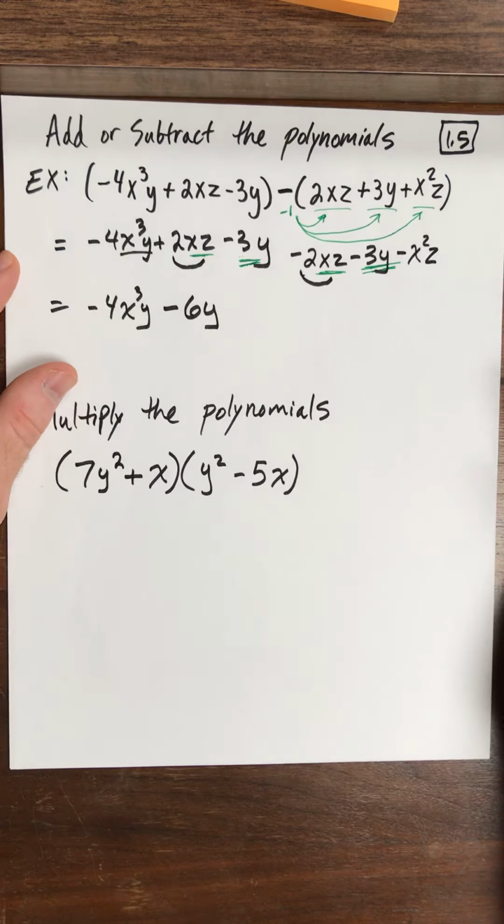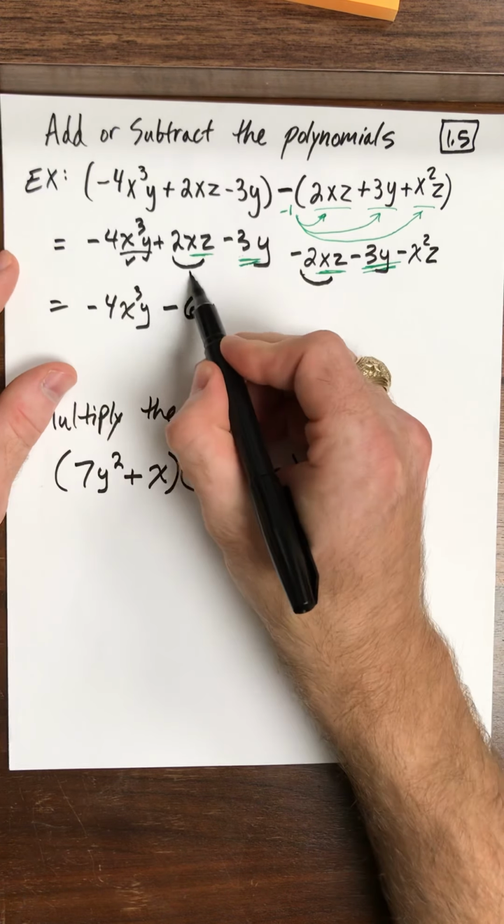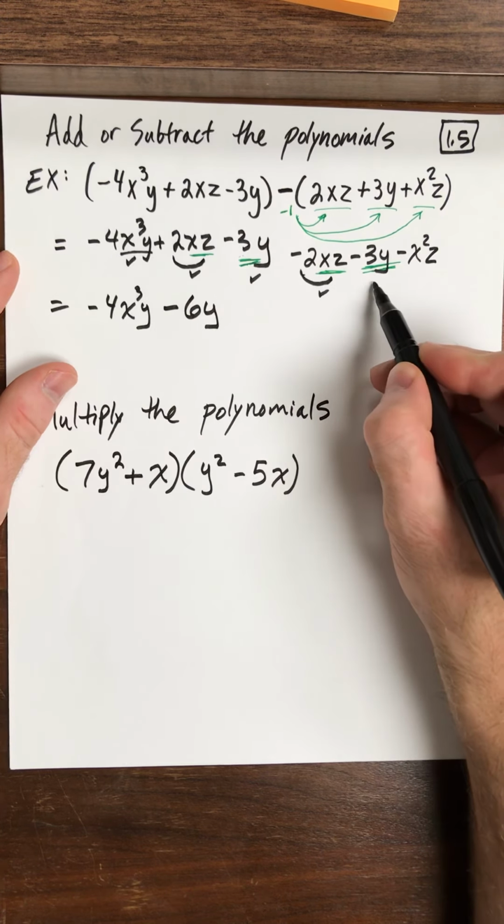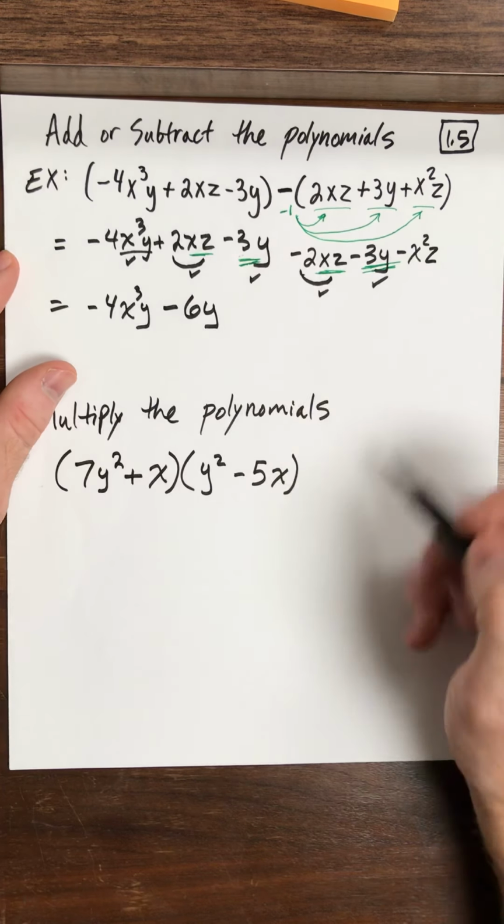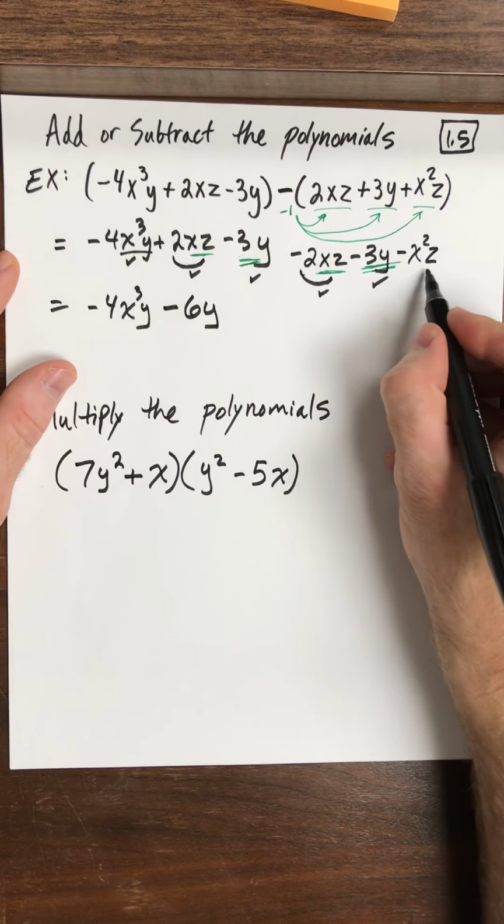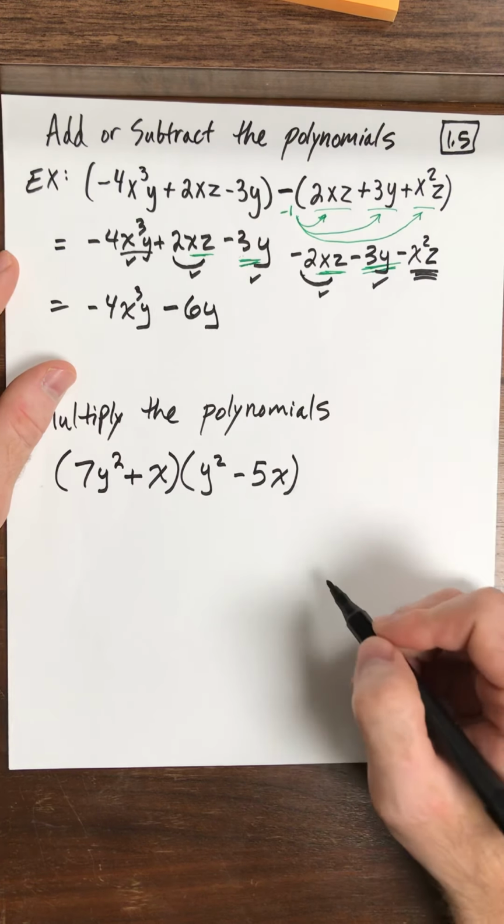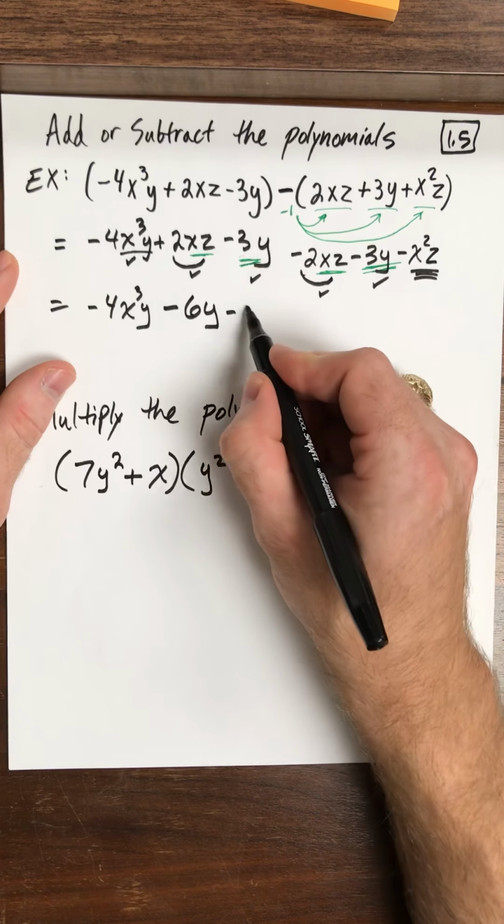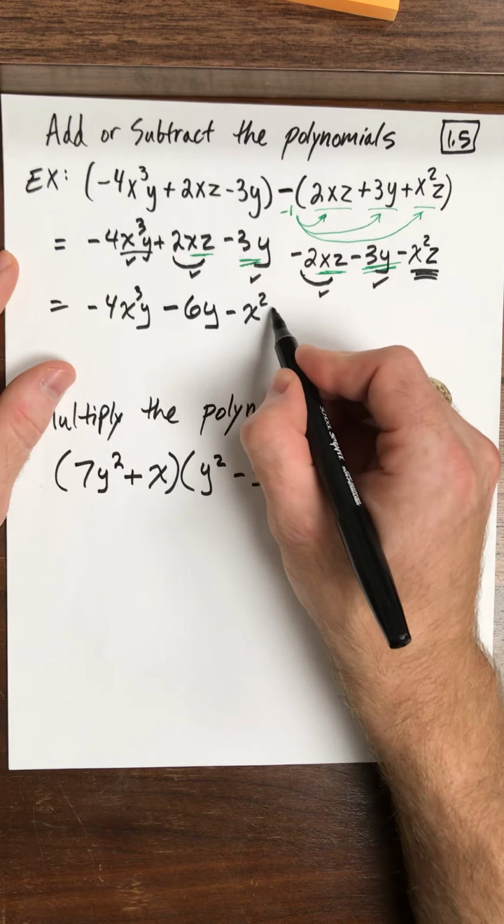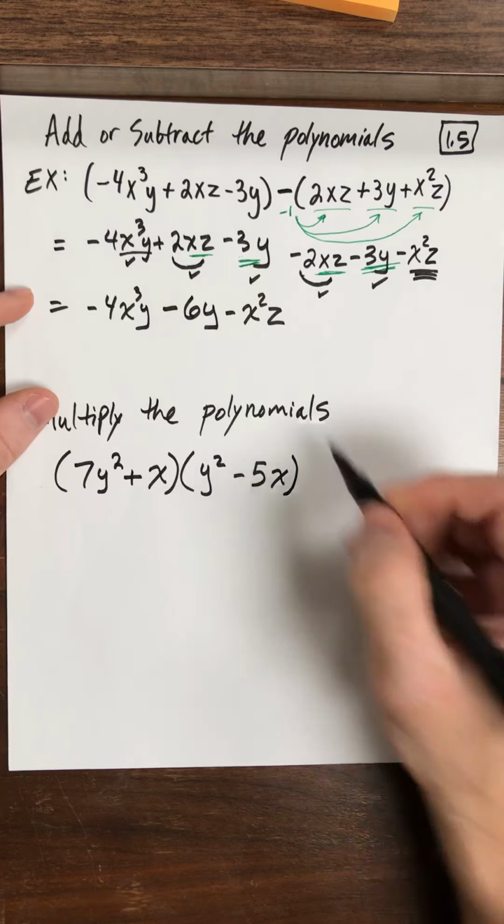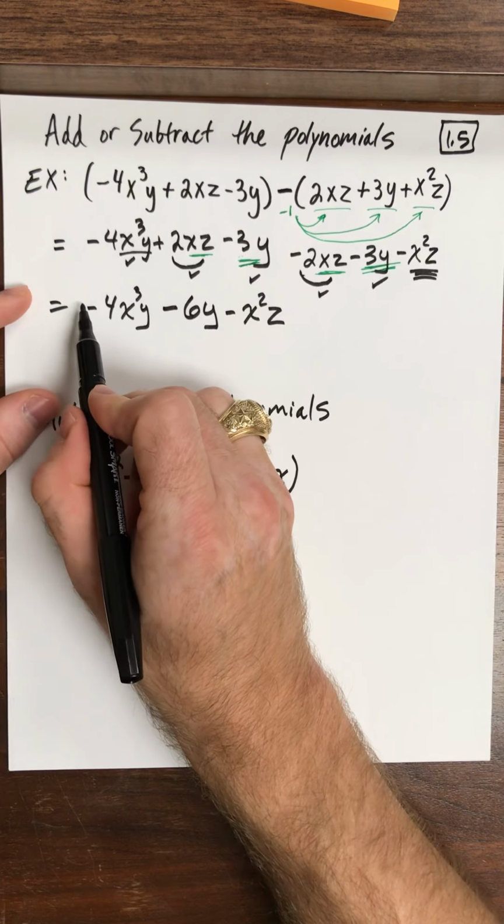Now, have I covered them all? So I got that one, I got that one, this one, this one. See how I marked them as I was going? That's a good way to keep track. Now all that's left is this little guy right here. And so we're just going to tack him on at the end, x squared z, okay? So here's our final answer.